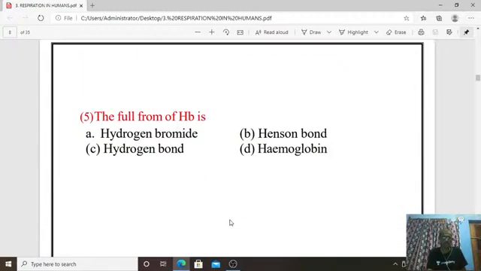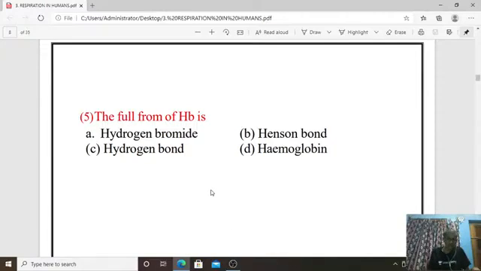Next, question number five. Okay Rakesh, don't worry if your answer is wrong, nothing to worry about, but you should know the concept, that is important. We will move on to the next question.